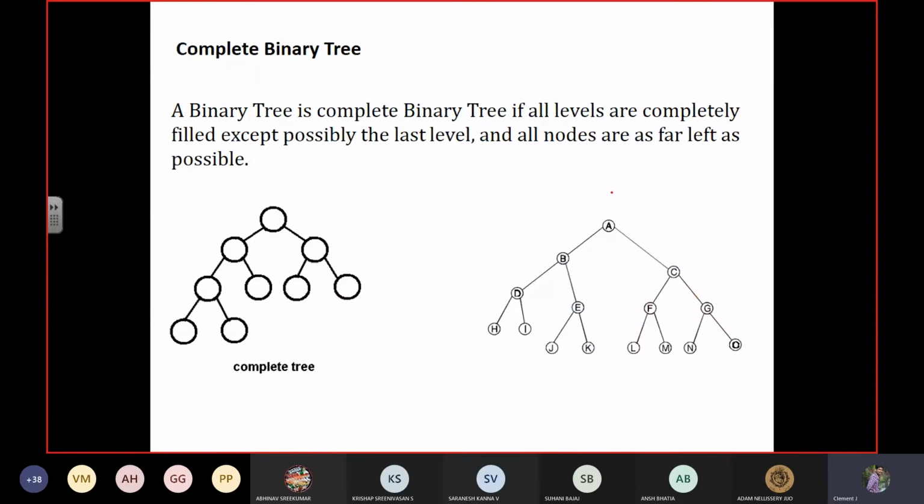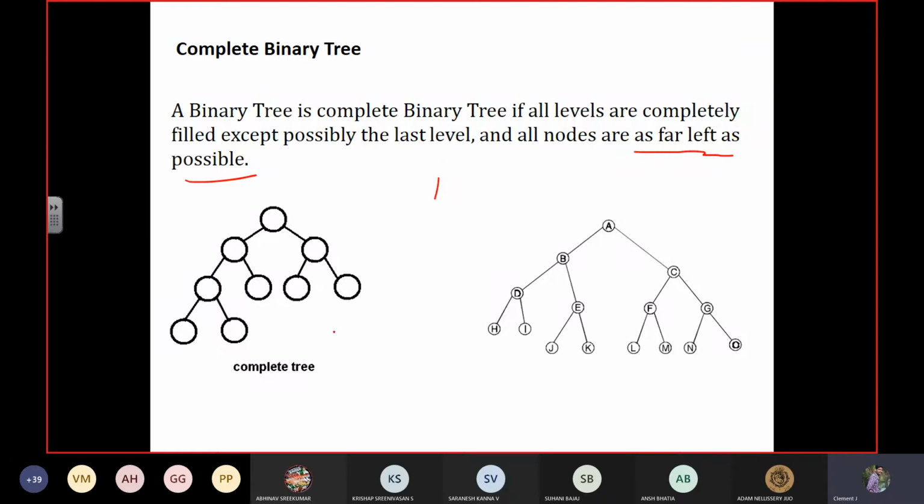Okay, next, complete binary tree. A complete binary tree means all the levels have to be completely filled. At the same time, it is allowed to have one child. But there is one more condition: as far left as possible.